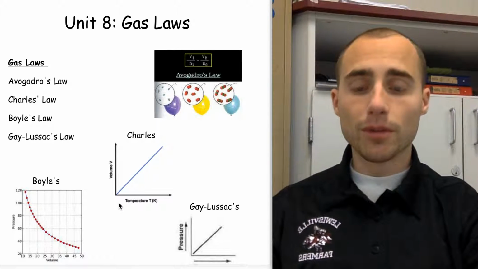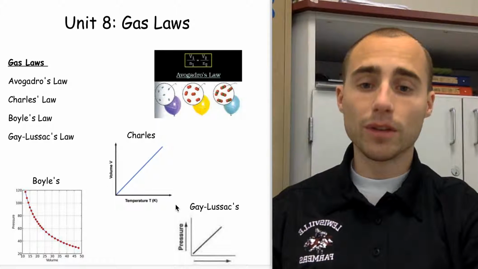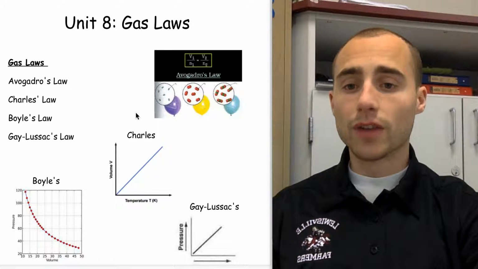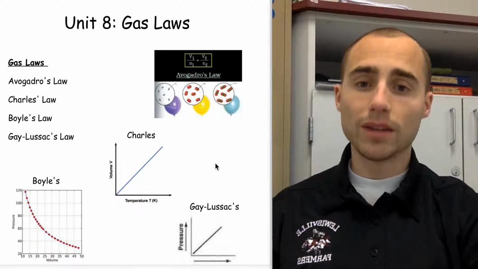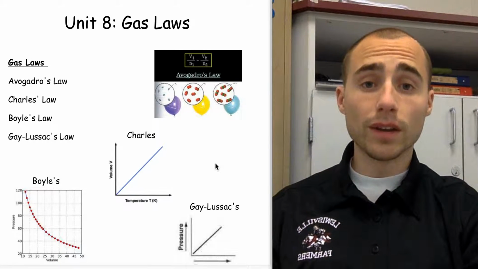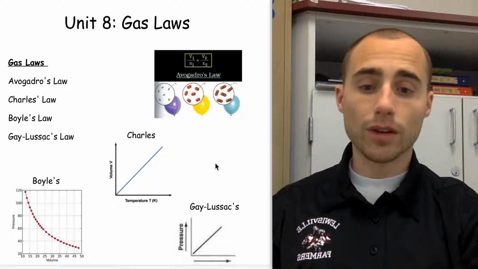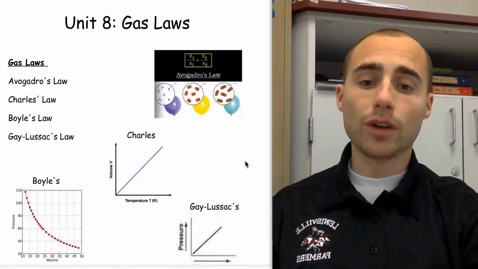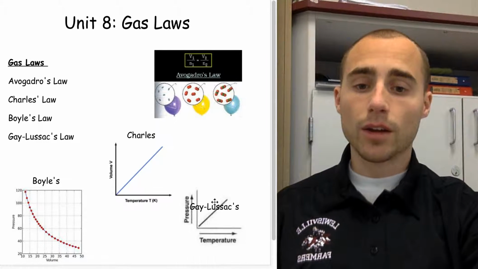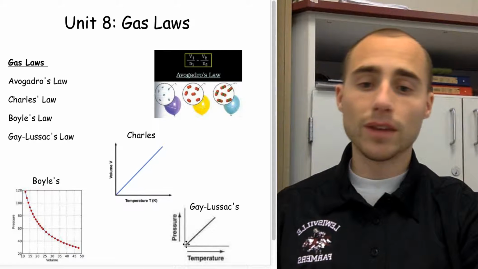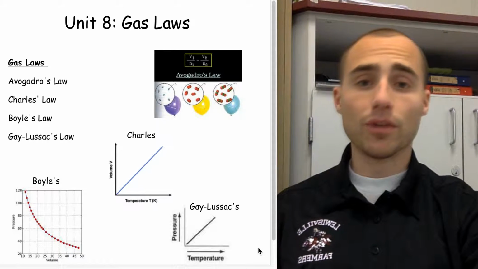Charles is volume and temperature. It's a direct relationship, so if volume increases, temperature increases. Avogadro's is also a direct relationship, which means if the number of moles increases, then the volume will also increase. And Gay-Lussac's is also a direct relationship. If pressure increases, temperature also increases.